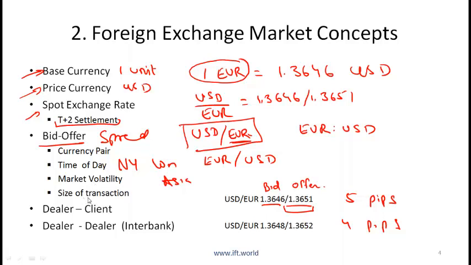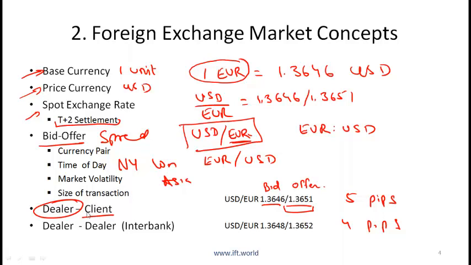Size of transaction. The spread is high if the size of the transaction is relatively large, and the spread is low if the size of the transaction is relatively low. Dealer client. So dealer refers to a FX dealer. So these would be large financial institutions such as, say, JP Morgan, Citibank, Barclays, etc. So these entities are foreign exchange dealers. A client might be an entity such as a large mutual fund. So if a large mutual fund wants to hedge its FX risk, or it wants to trade in a given currency, it will go to a dealer. So this interaction would be called a dealer-client interaction.